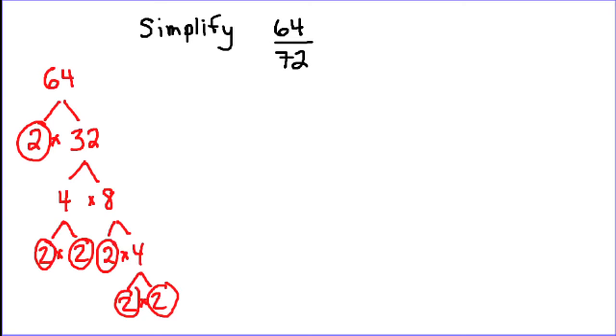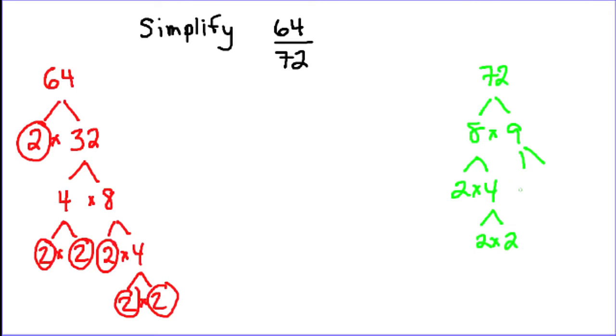Now, I'll do the same thing for 72. I'll do that over here on the side. 72 can be divided into 8 times 9. The 8 goes into 2 times 4. The 4 into a 2 times 2. And the 9 into 3 times 3. So circling my prime factors, I have my prime factorization for 72.